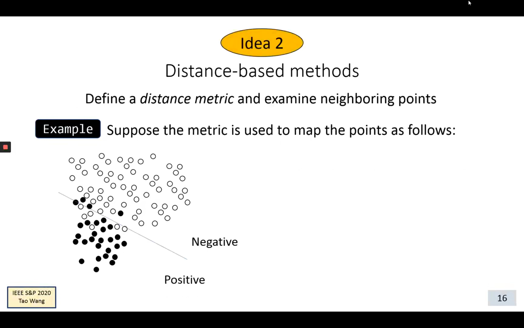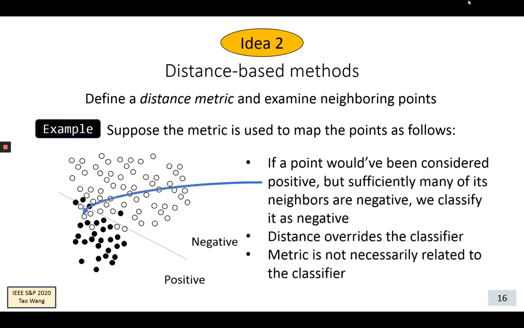The second idea is distance-based methods. So let's define a distance metric, and we plot all the points. Let's say here we already plotted all the points based on that distance metric, although it doesn't have to be Euclidean. If a point would have been considered positive by the classifier, but many of its neighbors by the distance metric are negative, then we still say it's going to be negative. In this case, the distance would override the classifier for a positive classification.